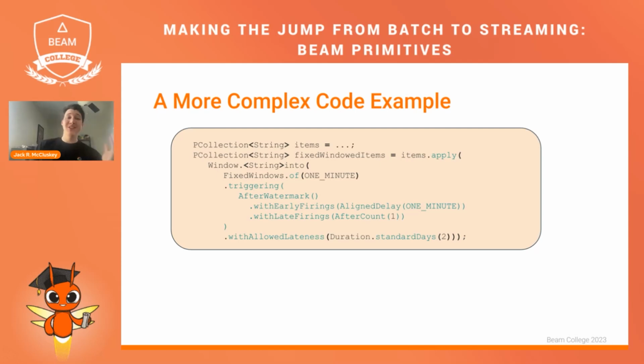And then you can also set late firings, which is the case that you are getting late data. And in this case, we are configuring the pane to be emitted after getting any late data. You get one piece of late data, re-emit the pane, and then that same allowed lateness of 2 days. So for a window of 2 days relative to the watermark, you can get your late data and emit it.